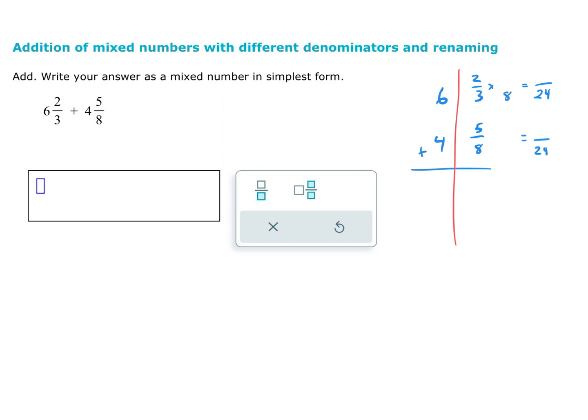3 times 8 is 24. That's our version of 1 whole. 2 times 8 is 16. 8 times what is 24? 8 times 3. There's our 1 whole. 5 times 3 is 15. So now we're ready to add 16 plus 15, which is 31 over 24. That is an improper fraction, so 31 divided by 24. And we have a remainder of 7, so 1 and 7/24ths. The 1 is going to regroup with the 6 plus 4. 6 plus 4 plus 1 is 11, and then we had 7/24ths.